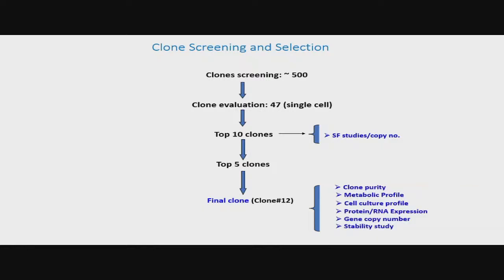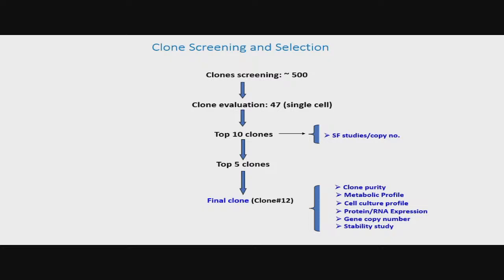We made different clones through various platforms, and we generated 500 clones, okay, 500 clones. Then we did the evaluation, single cell analysis of 47 clones. Then we did the top 10 clones, then top 5 clones, and then final clone. This whole exercise takes 3 to 4 years or maybe more. If it is a university setup versus an industry setup, things are a little better in industry. They are in control of it, okay, and that is open all the time.